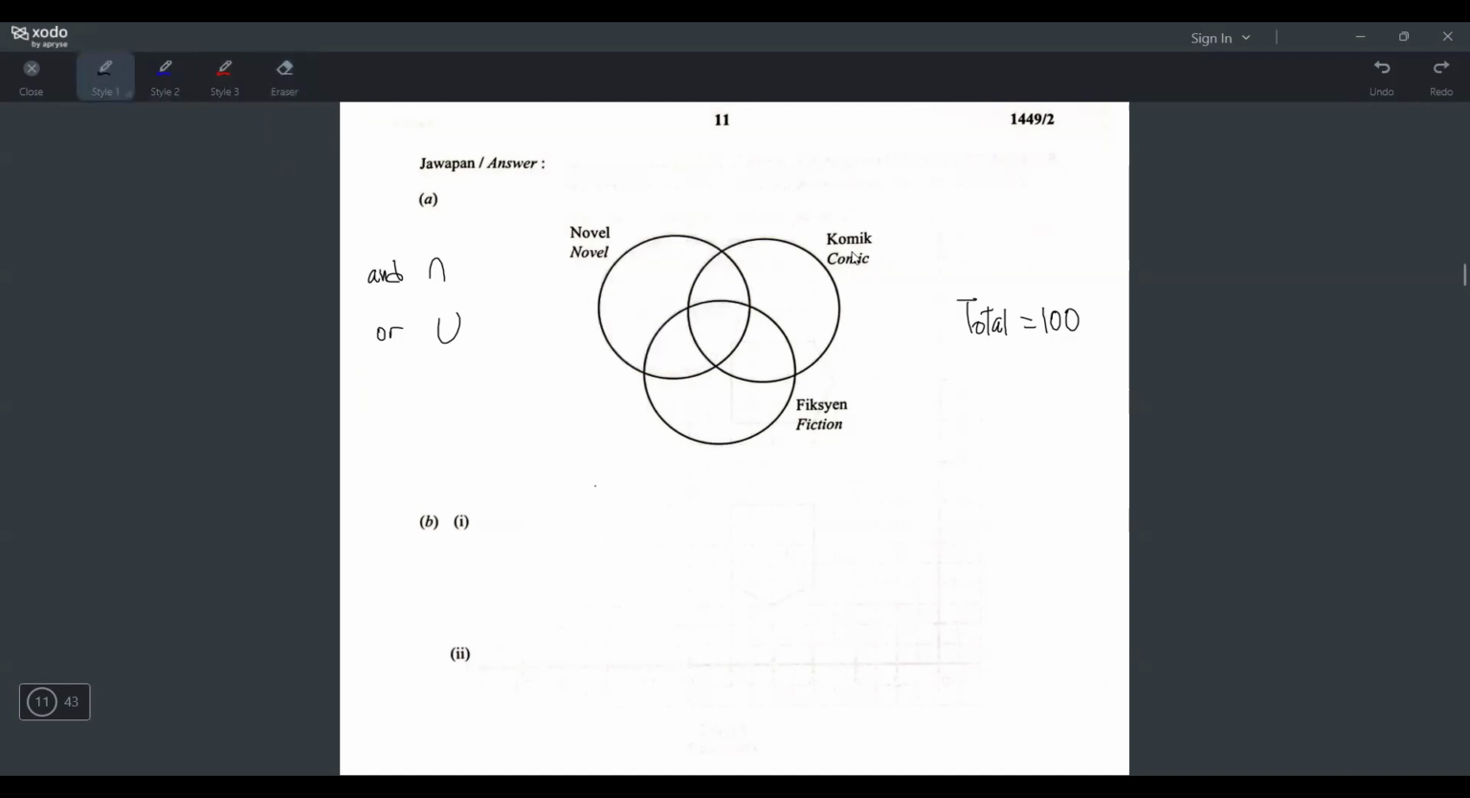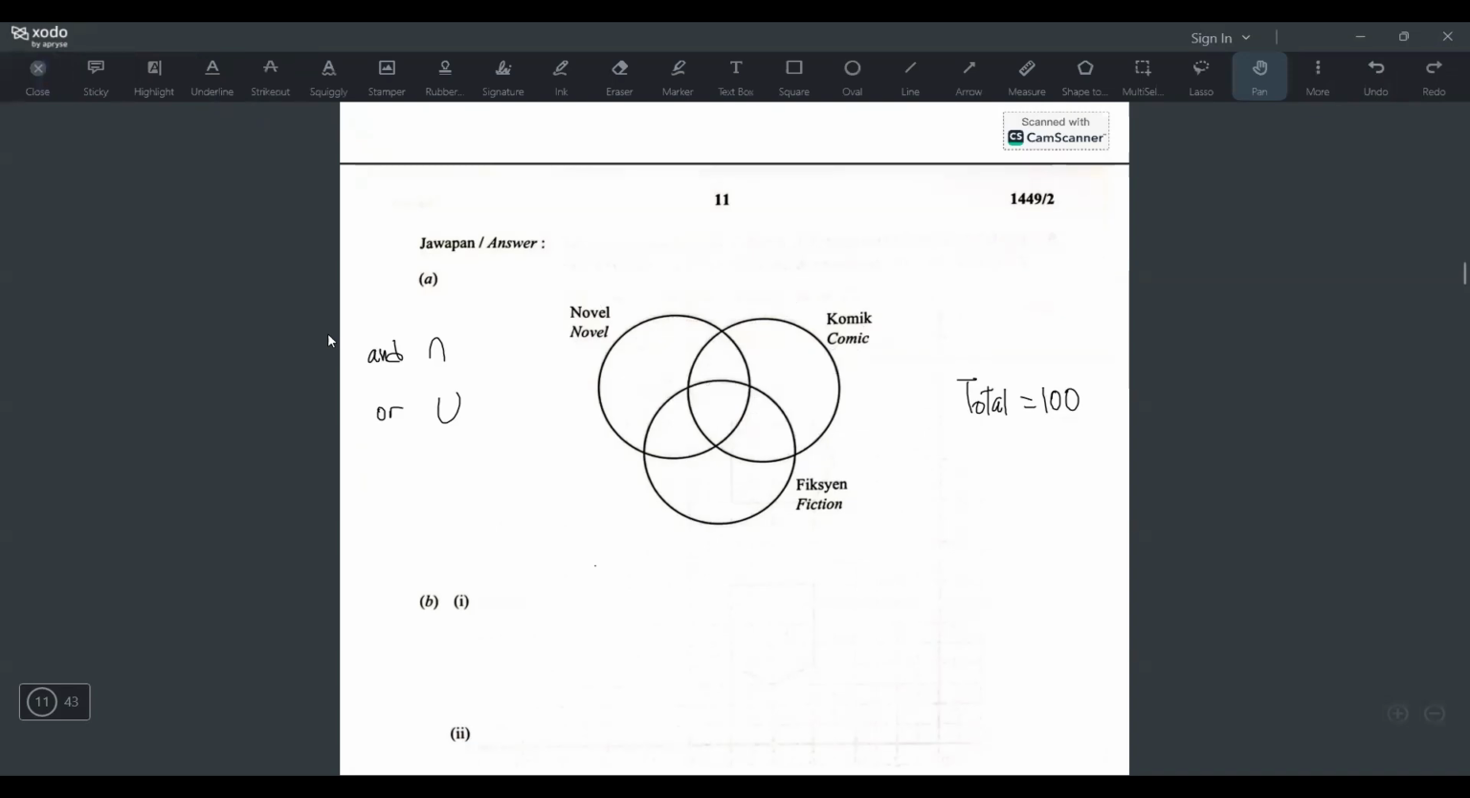Let's say I say comic only. Comic only. Where is it? It's only this region. Only here. Not including here because I said only ma. I said comic only. Right. Comic sahaja. Right. But what if I say comic? Okay. Then it's like this lah. Comic. Like that. Right. Okay. I think I explained good enough already.